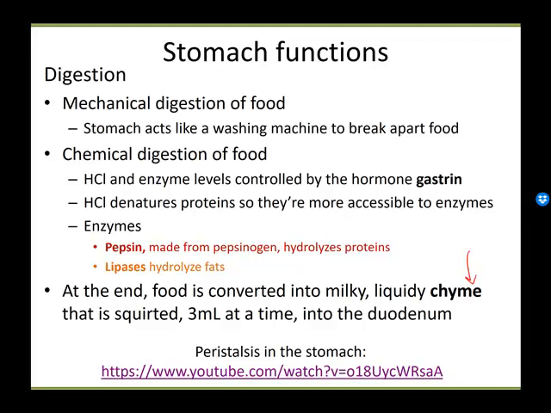In terms of chemical digestion, well, this is where it gets a little bit more complicated. We're not going to just secrete all these hormones and enzymes all willy-nilly, right? That'd be a waste of time. It'd be a waste of energy. So we do have to have a way to control the release of these hormones and the release of these digestive enzymes. It's all under control of this hormone, gastrin.